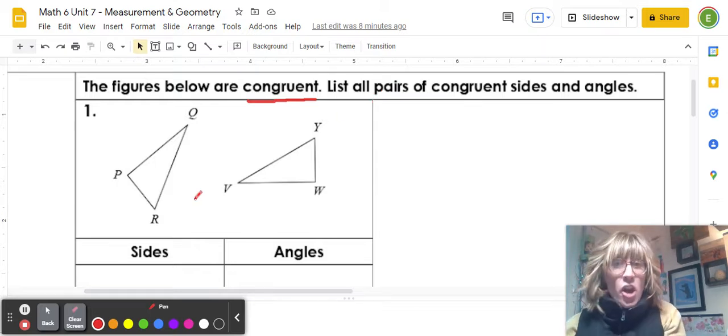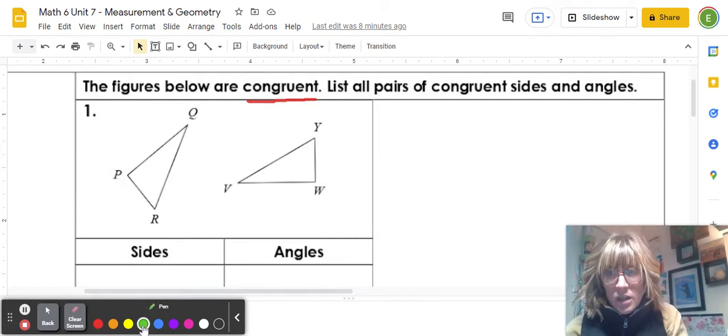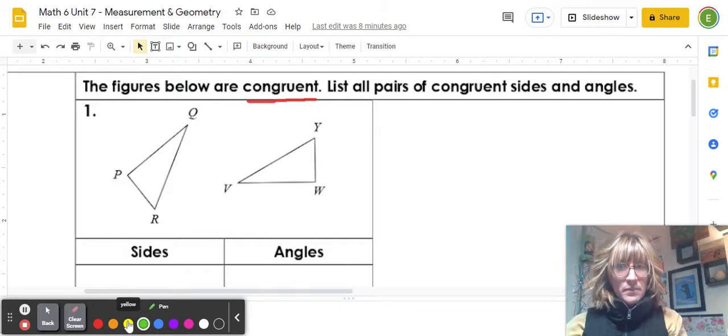So what we're going to do then, knowing this, is list all the pairs of congruent sides and then all the pairs of congruent angles. So let's try that out. So first things first, we're given the information that these triangles are congruent.